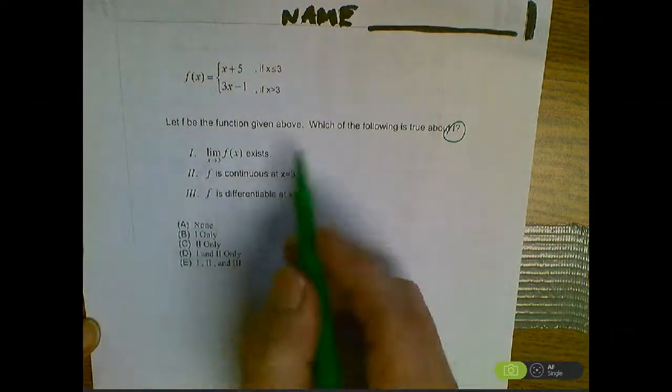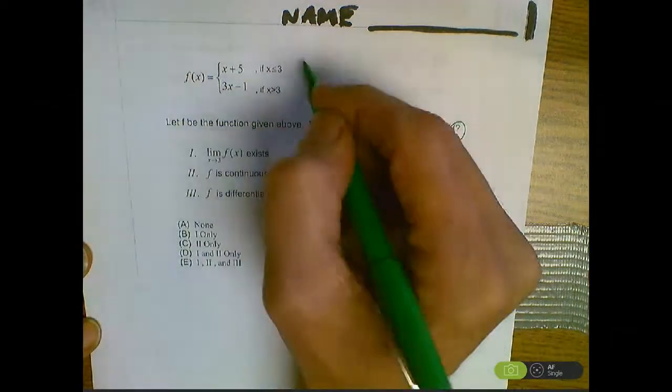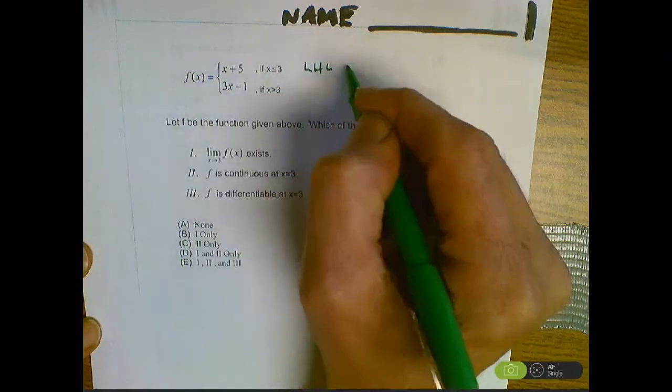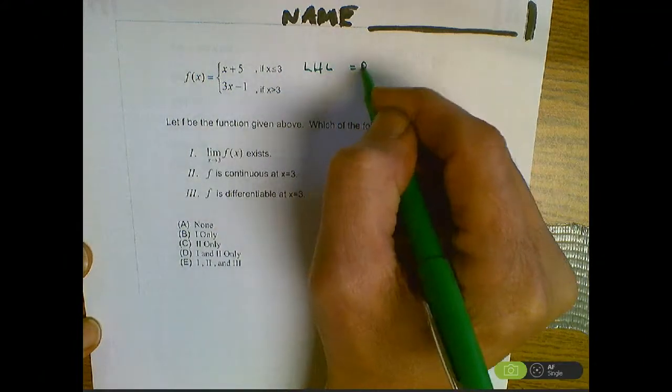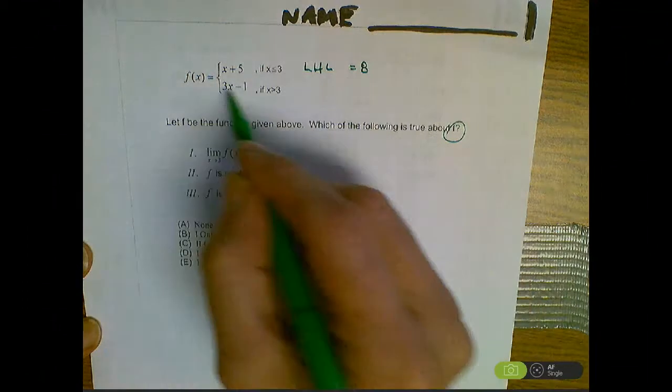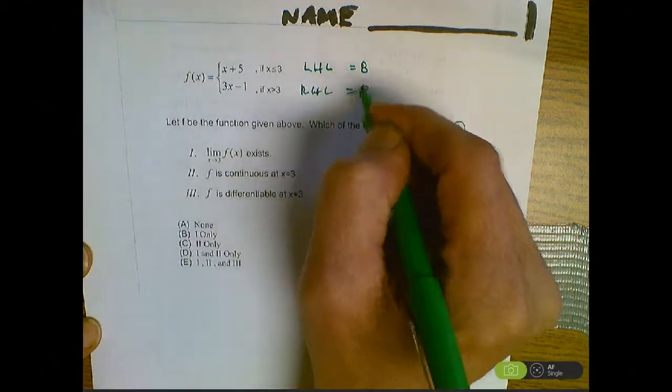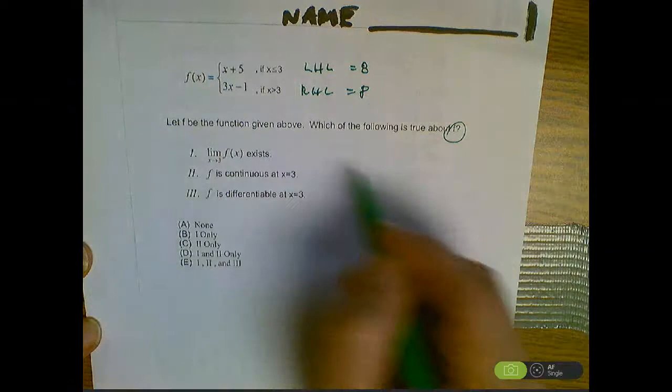Does the limit exist? Let's check the left-hand limit. The left-hand limit would be plugging in 3, which is equal to 8. The right-hand limit is going to be 8. So therefore, this is true.